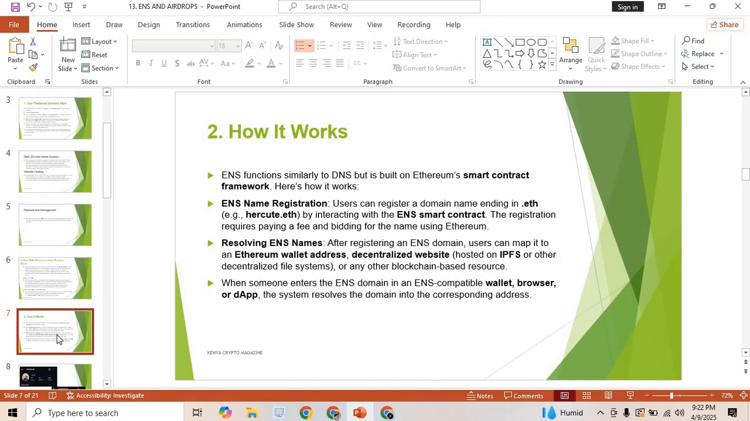So how does the Ethereum Name Service work? Number one, similarly to the DNS, the domain name service, what is the main difference between ENS and DNS? ENS for Ethereum Name Service and DNS for Domain Name Service. Which is the main difference? The main difference between the two, ENS and DNS.